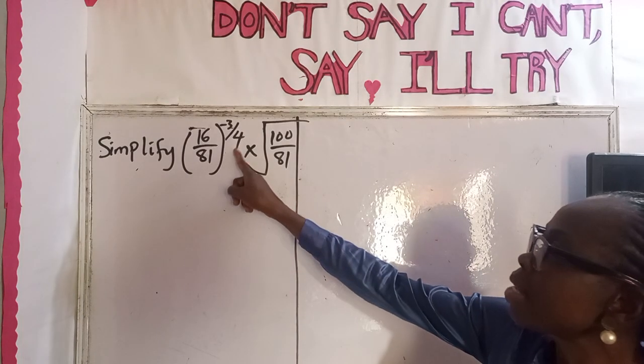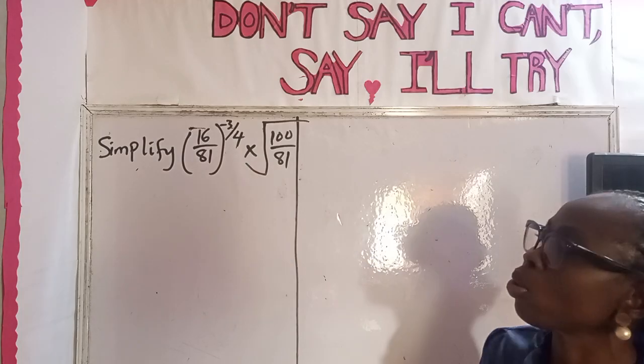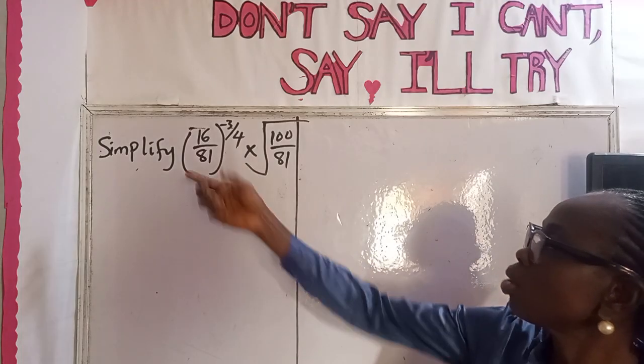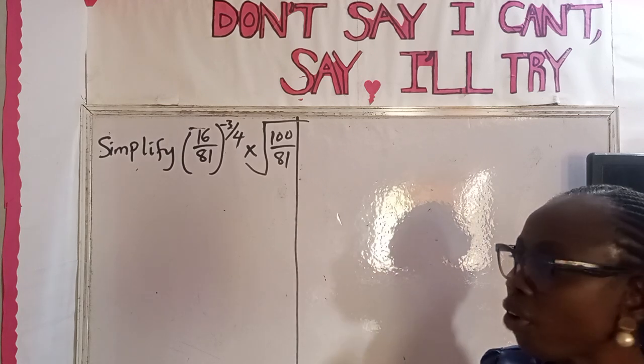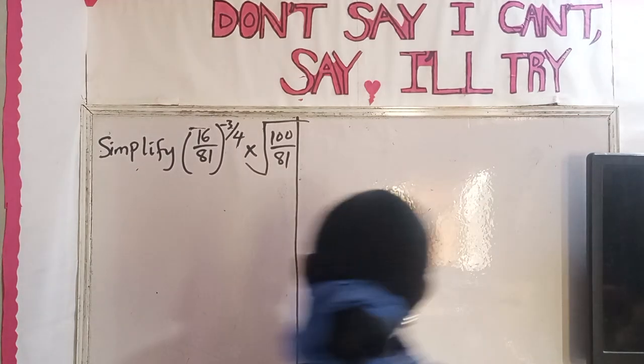Look at the denominator of this number. The denominator is 4. That is the fourth root. Solution.